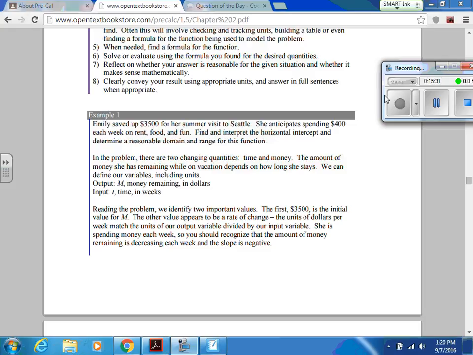So if I want to write this as a function, did they give me variables to use? Yeah, M and T. So M of T. What is this equation going to look like? Plus 3,500. All right, that works for me.